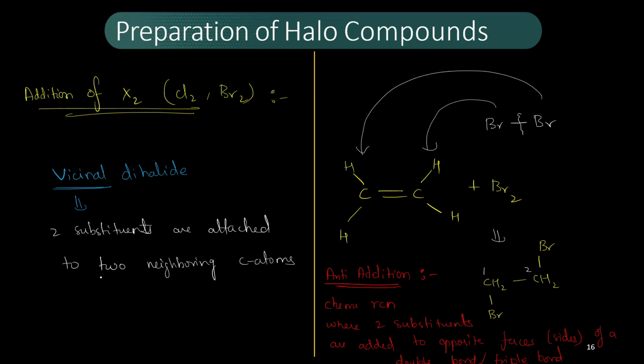In a carbon chain. So that's called as the vicinal dihalide. So remember this. This mechanism is called as anti-addition, where the bromines are attached to the opposite side. And second one, this compound is called as the vicinal dihalide, where the bromines are attached on the neighbor carbon.